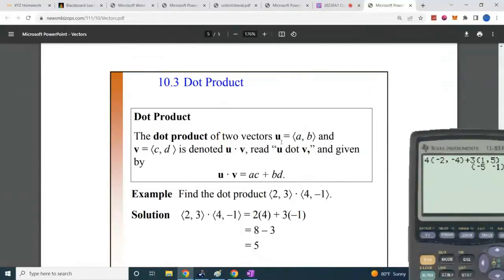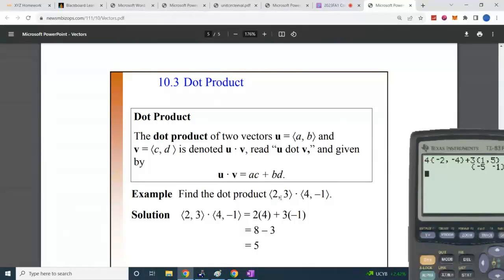It says the dot product of the 2 vectors u and v is denoted by u times v and is read as the dot product. So if you're talking about vectors, you never say multiply vector u by vector v. You just refer to it as a dot product. The dot product of u and v is equal to your horizontal components multiplied. You multiply your vertical components, and then you add the two together. The dot product does not give you a vector answer. The dot product gives you a single number answer.